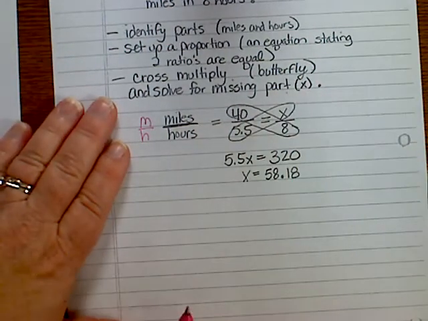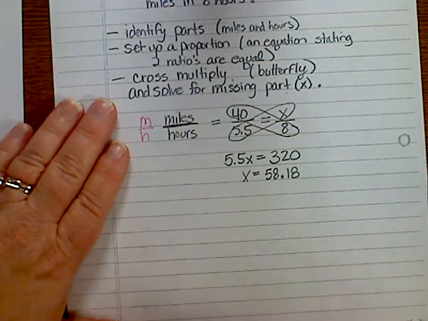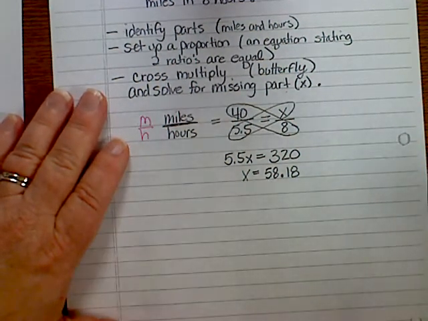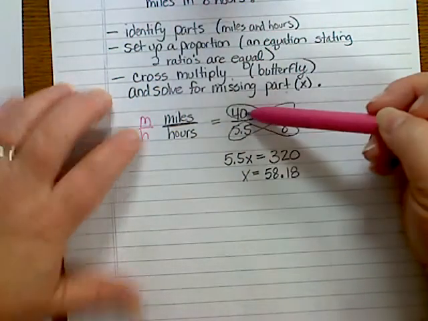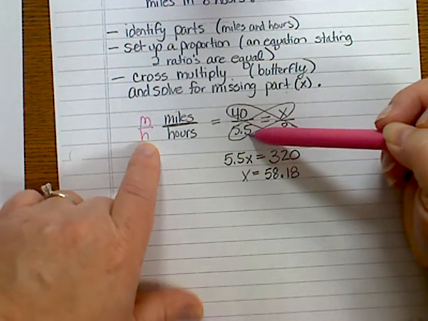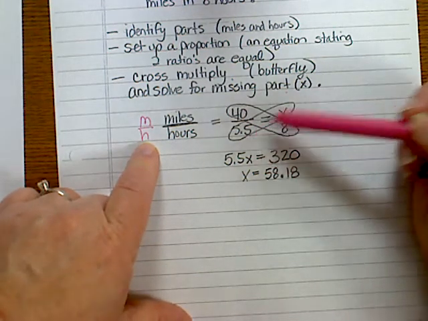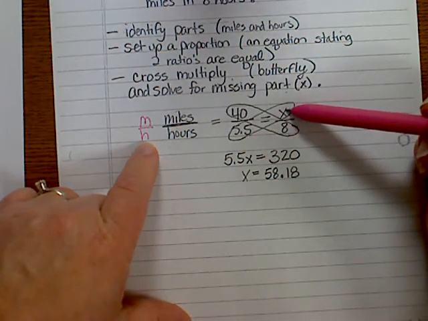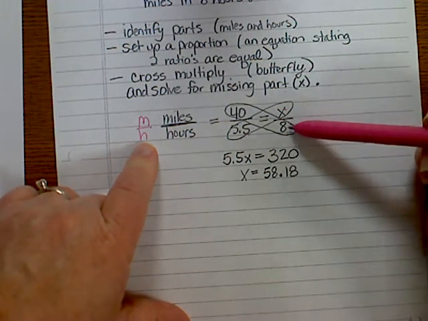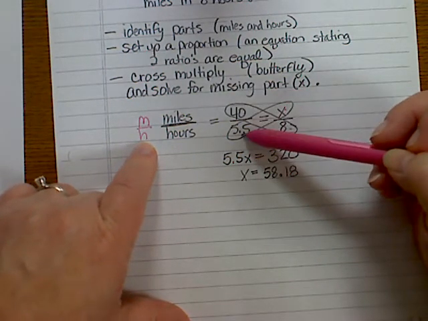Sometimes the missing part is X, sometimes the missing part is Y, sometimes the missing part is M or H, whichever you use. So I had 40 miles in 5.5 hours. How many miles, so I put an X there, you could put an M, in 8 hours. Now sometimes they'll do 40 miles in 5.5 hours.